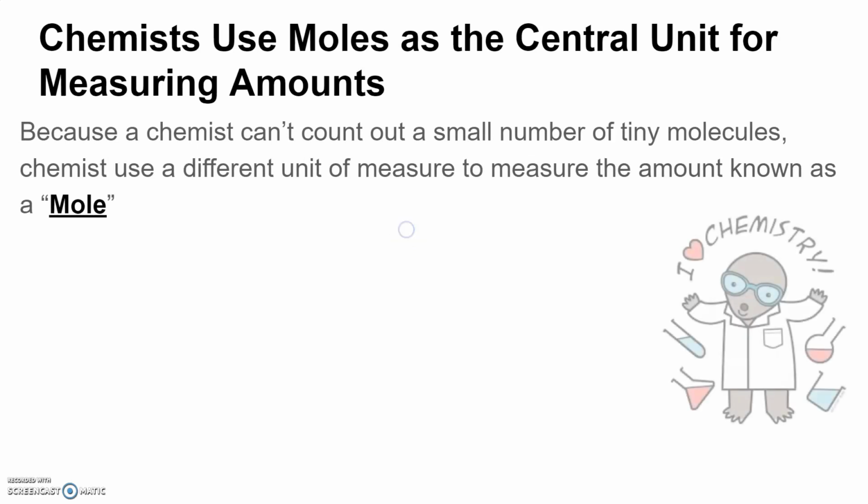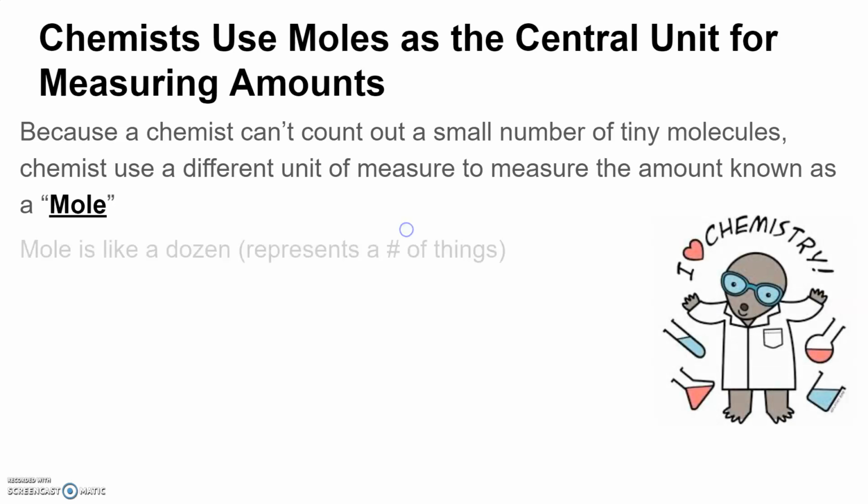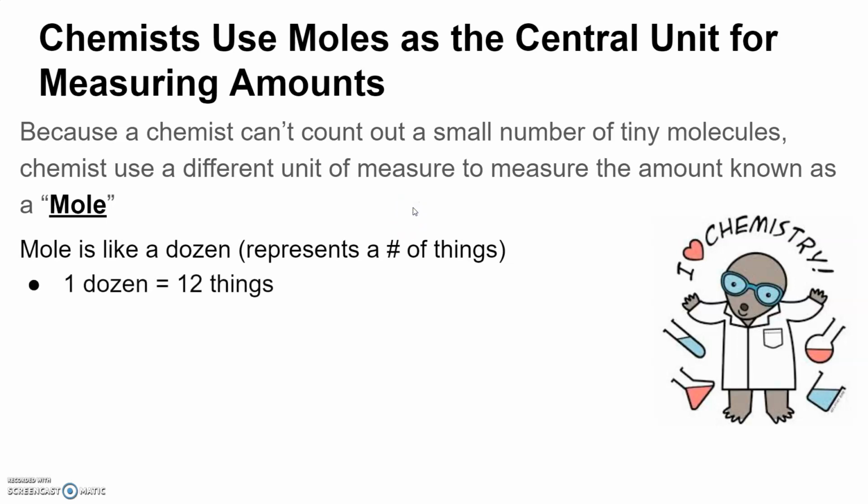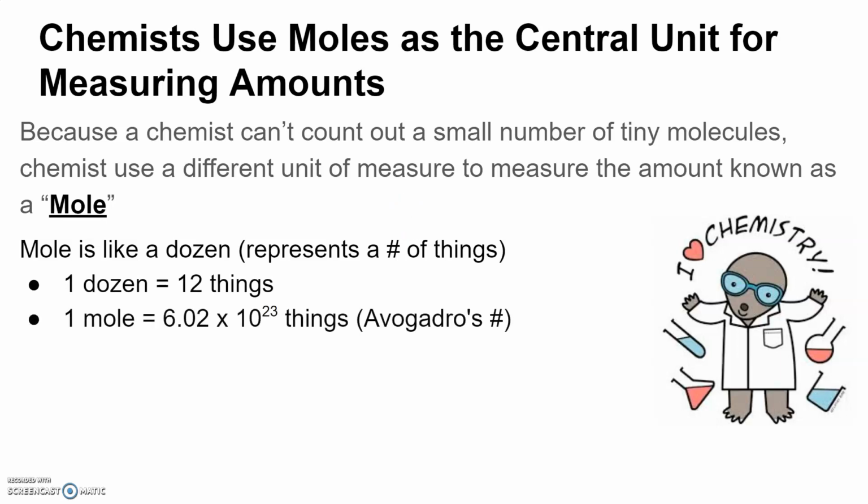And when I say a mole, I don't mean a small fuzzy animal that runs around underground. I'm talking about a unit of measure. So a mole is sort of like a dozen. It represents a number of things. Like 1 dozen is equal to 12 things. Well, 1 mole is equal to 6.02 times 10 to the 23 things. And this number is such an important number, it actually has a name. It's called Avogadro's number, and it's named after an Italian scientist.